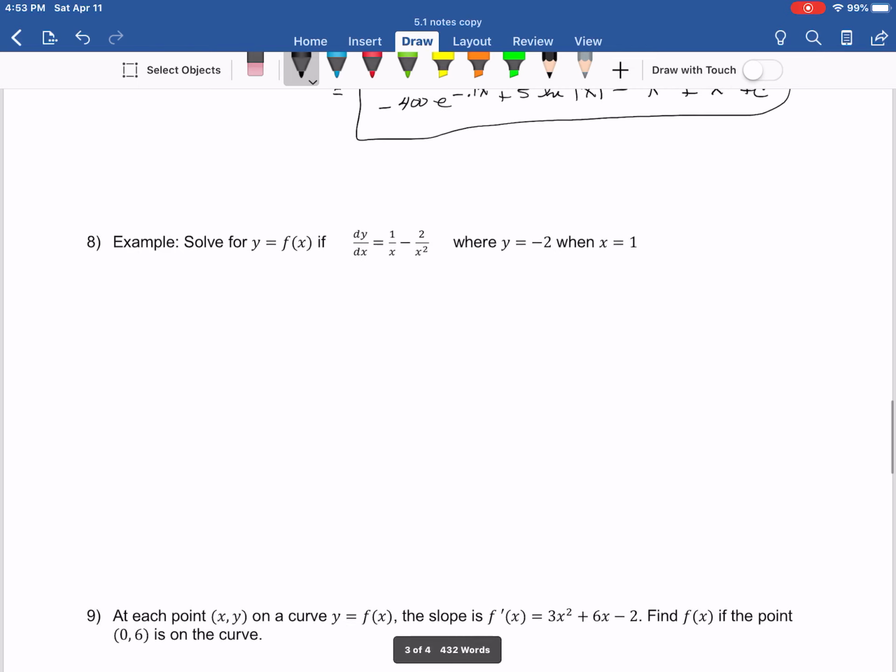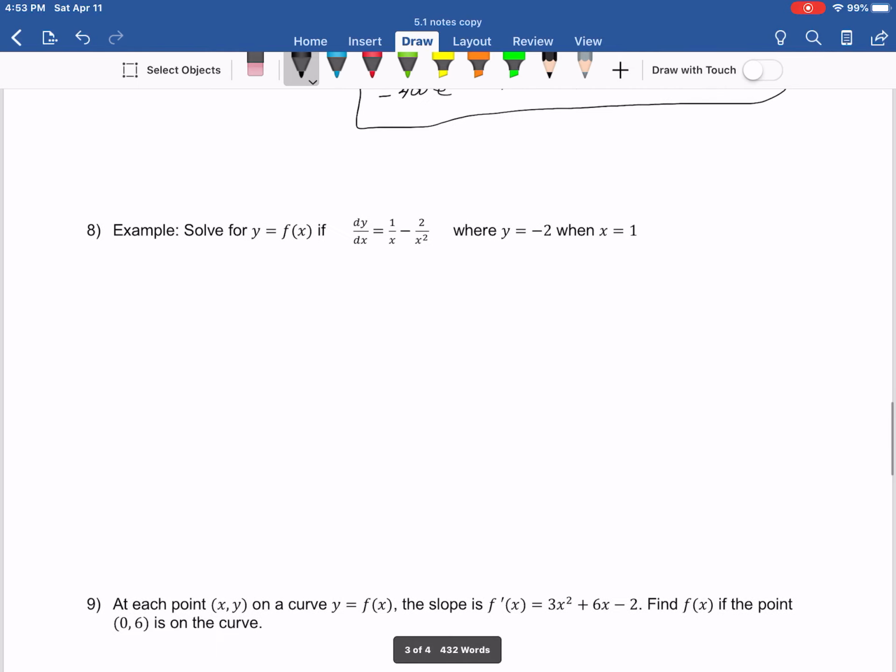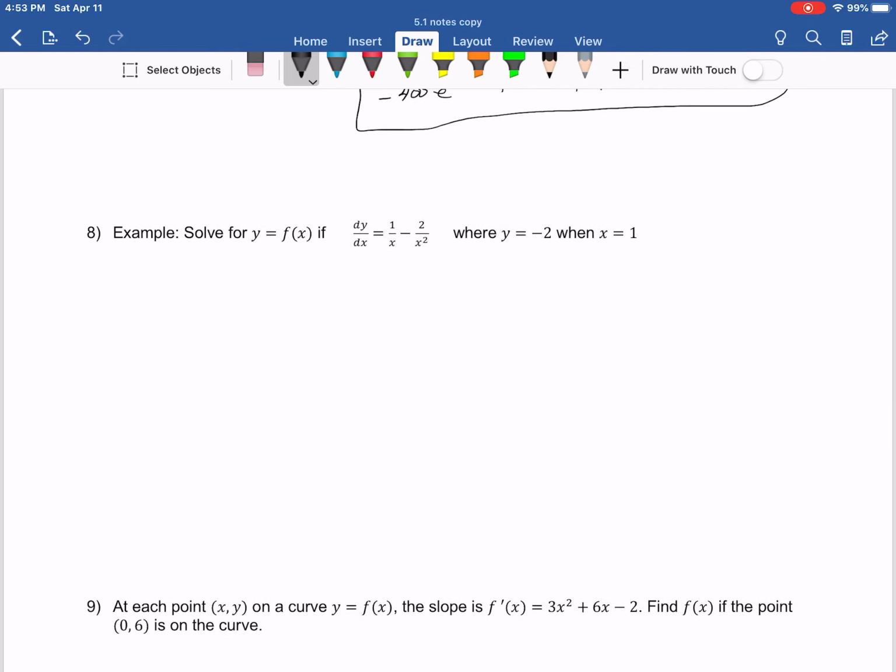Number 8. So, same exact process given to you in a different form. This is a differential equation. We are going to solve for y, where y is a function of x, if we know that dy dx equals that expression. We are furthermore told that when y equals negative 2, x equals 1. We'll use that at the end. You'll see how.